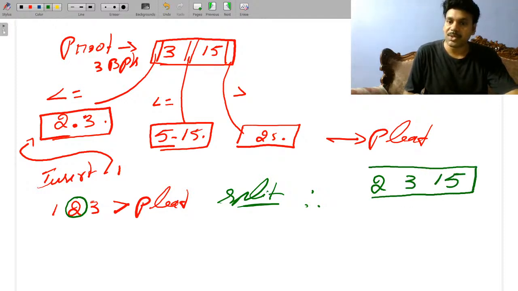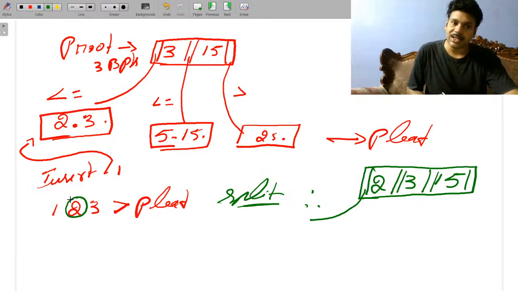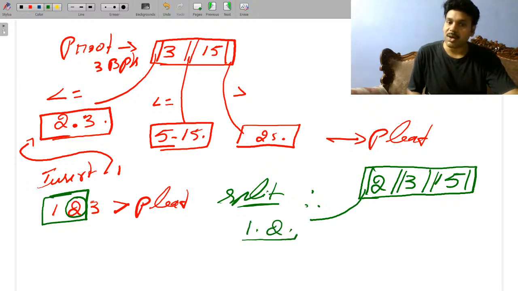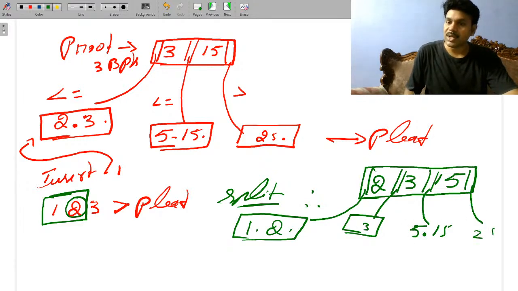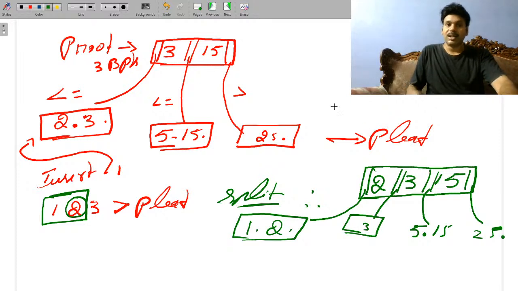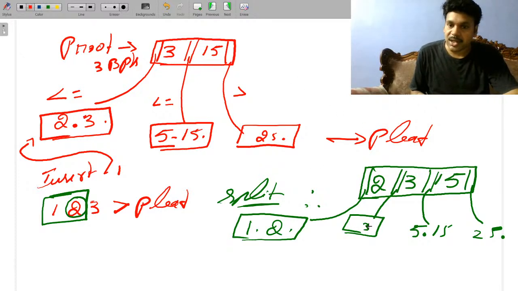All of you please observe, friends. And there are block pointers like this. This is lesser than or equal to, up to here you need to maintain. That is 1 dot, 2 dot, and 3 will be separated. 3 will come here, and this is as usual 5 and 15. This is as usual 25 dot. Now you observe record pointers carefully. There is a record pointer, there is a record pointer, there is a record pointer.